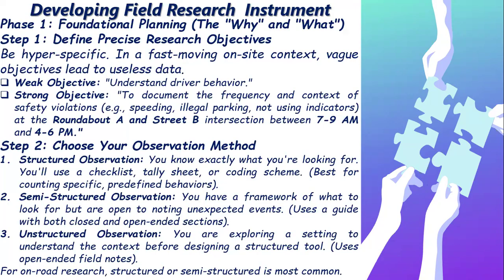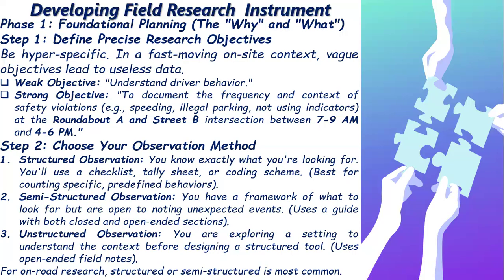That can be speeding, illegal parking, not using indicators, at roundabout A, street B, intersection between 7 to 9 a.m. and 4 to 6 p.m. These are considered to be the peak hours. School time traffic flow starts from 6 up till 9, that covers school and university students, and the people who are going for jobs and businesses. And similarly, closing time comes from 4 to 6.